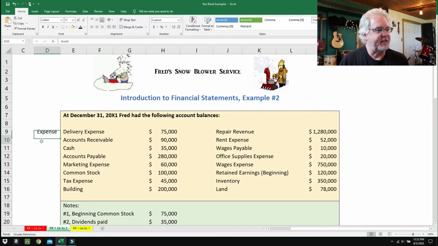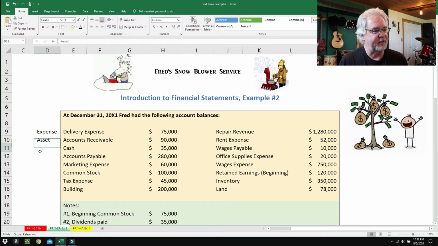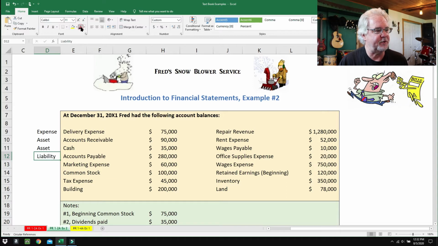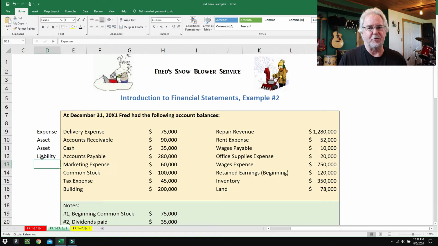Now, accounts receivable is an asset. It's a nice thing to have. That's our definition right now of assets. Nice things to have. And it's nice to have people owe you money rather than the other way around. Cash. Who does not like cash? Cash is an asset. Accounts payable, that is a bill. It's money that is owed, so we consider that a liability. And marketing expense, that's a cost of doing Fred's job. So here we go, an expense.